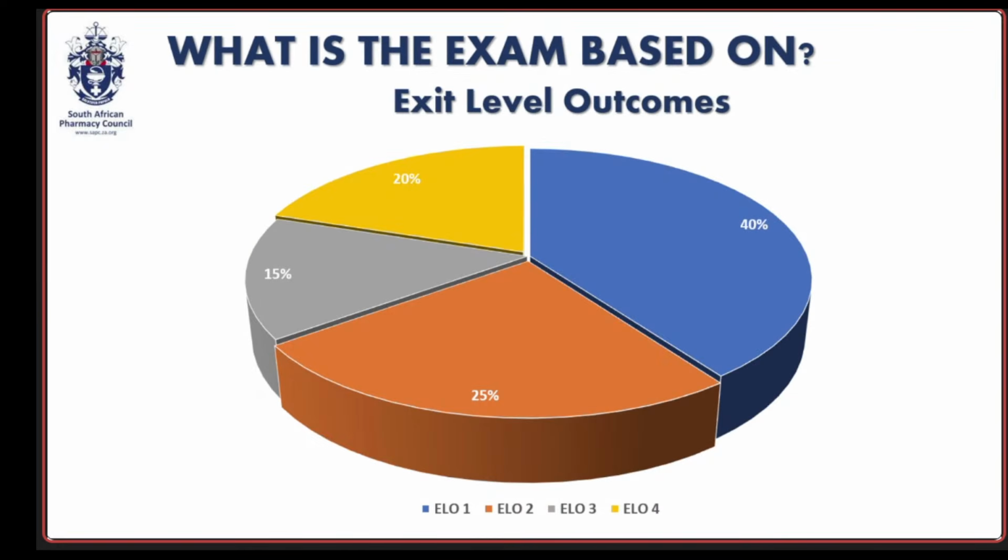So we're looking at the exit level outcomes and the percentages. So ELO 1 will cover 40% of your paper. ELO 2 will cover 25% of your paper. ELO 3 will be 15% of your paper. And ELO 4 will be 20% of your paper.